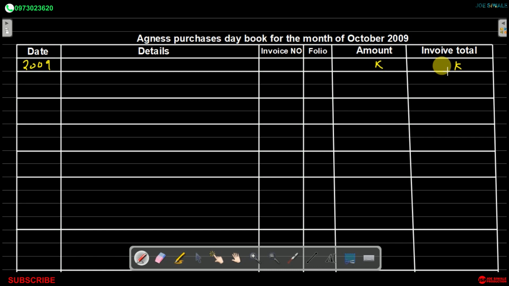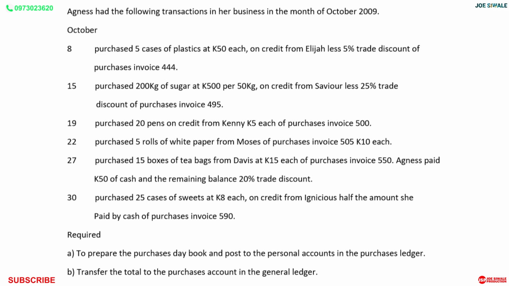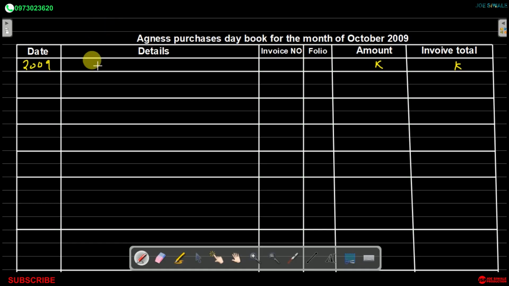So we'll start with the first transaction, and the first transaction occurred on the 18th. So the first transaction reads: purchased 5 cases of plastics at 50 kwacha each on credit from Elijah, less 5% trade discount of purchases invoice of 444. So our first thing that we're going to do is to write down the date that occurred, the 18th of October there. So in our details, we know that the supplier was Elijah. So we are supposed to write down Elijah. So we'll say Elijah there.